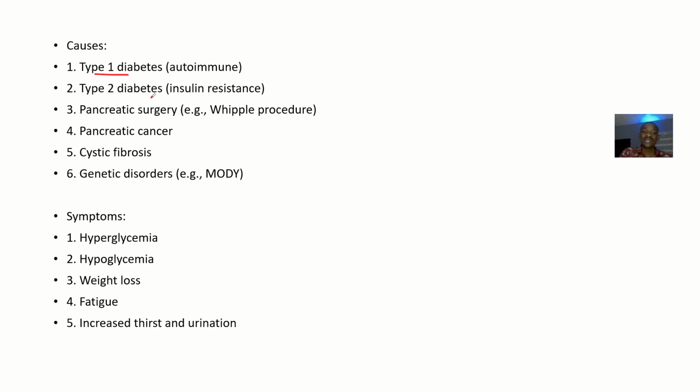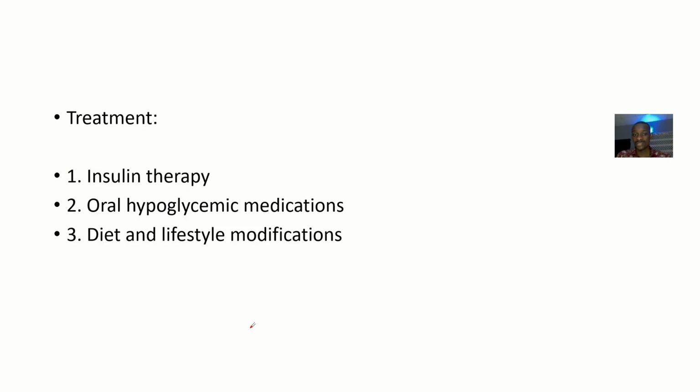It could be that the patient had a pancreatic surgery where a part of the pancreas was cut out, a pancreatectomy. It could be pancreatic cancer, so the pancreas is not able to produce hormones like it used to. It could be cystic fibrosis or a genetic disorder. Symptoms could be hypoglycemia, hyperglycemia, weight loss, fatigue, increased thirst, and urination.